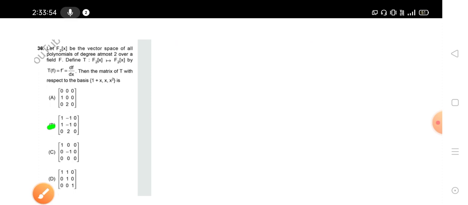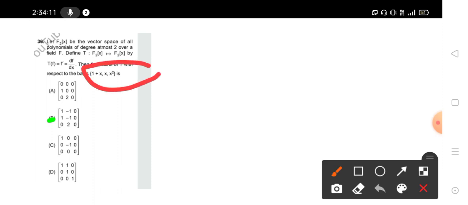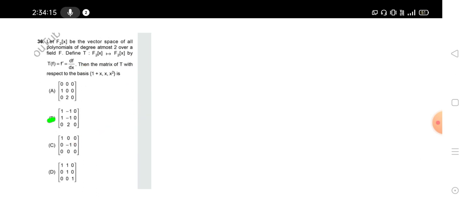Next question. Let P2(x) be the vector space of all polynomials of degree at most 2 over a field F. Define T from P2(x) to P2(x) by T of f equal to f', that is df by dx. Then the matrix of T with respect to the given basis, we find with respect to the basis, and the answer we get is option B.